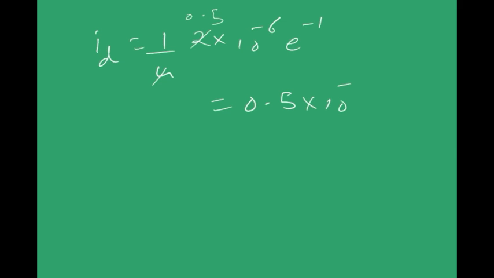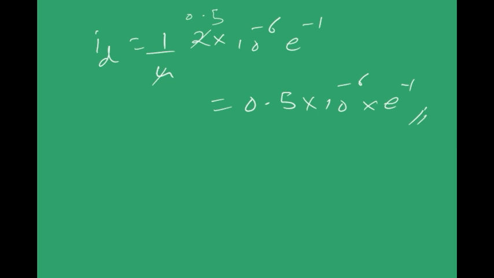What is my ID? It is 1 by 4 dq by dt, right? What is dq by dt? We just found it out to be 2 into 10 power minus 6 and e power minus 1. So finally what will I get? 0.5 here. So it is 0.5 into 10 power minus 6 and e power minus 1. You just calculate it. Of course, this is the ID, right?